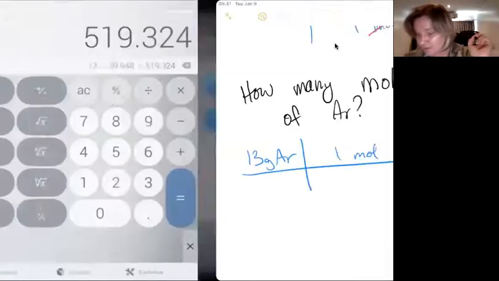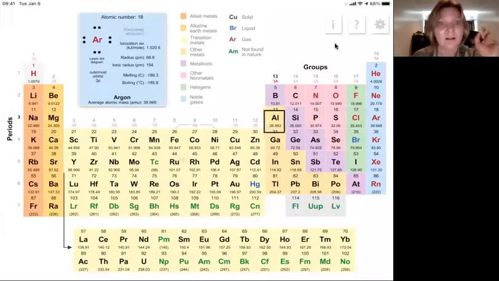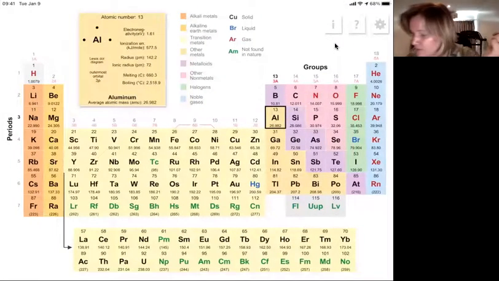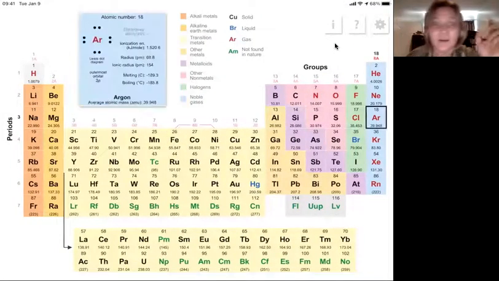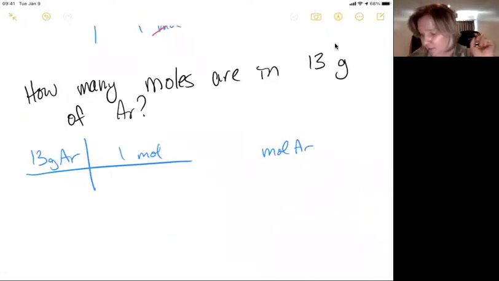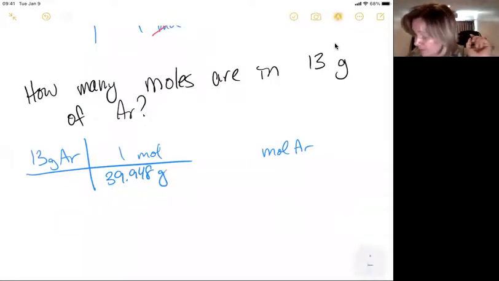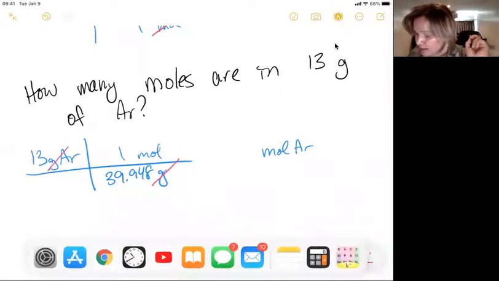And then I go back to the periodic table, and now I'm on aluminum for some reason. Argon, 39.948. So back to that 39.948 grams. Grams cancel. Go to my calculator.